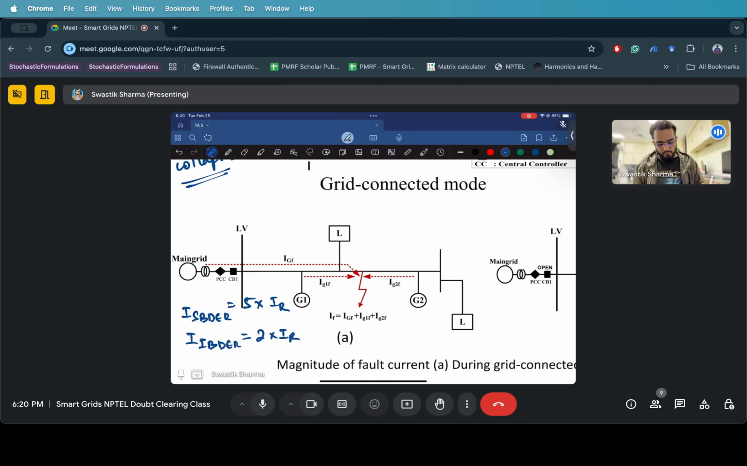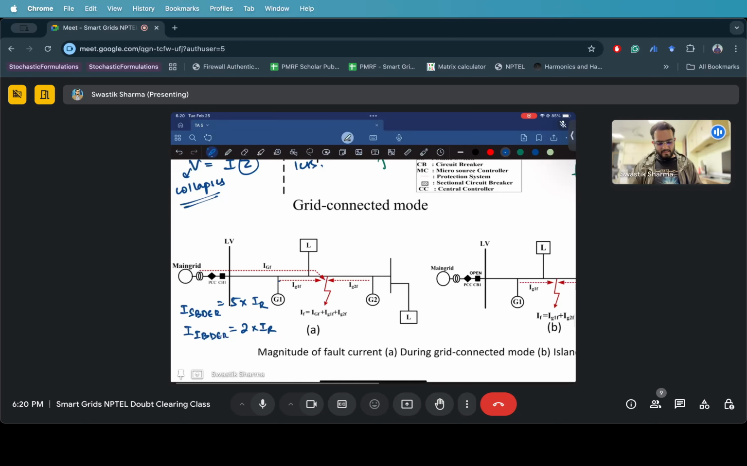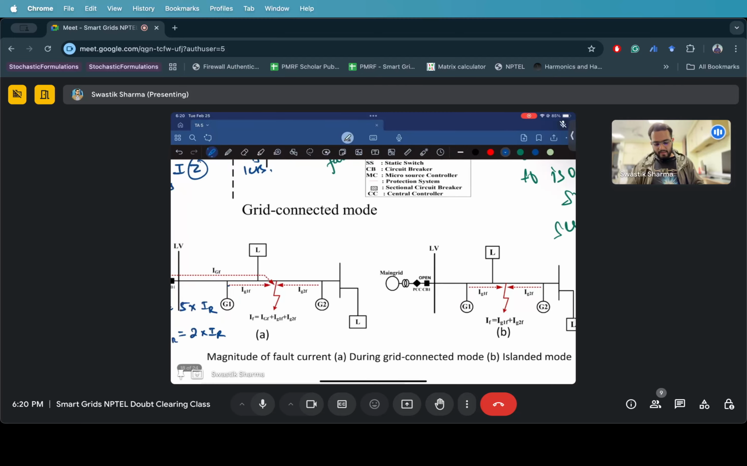And to this fault, there are three sources of current: one coming from the main grid, another from generator 1, DG1, and another from DG2. Now the magnitude that any relay experiences will be different for this fault. The synchronous based DER will supply 5 times, the grid will supply much more, and this IBDR will supply twice the rated current. This magnitude will change.